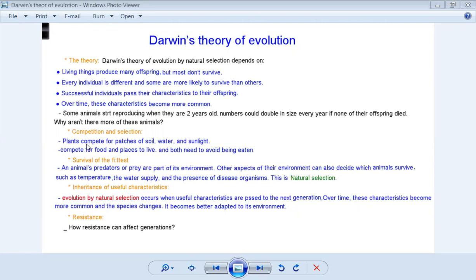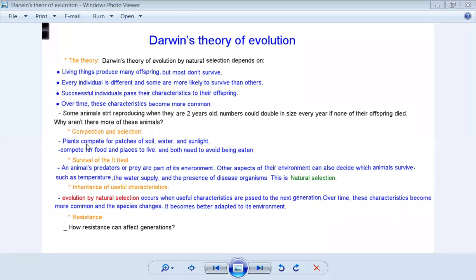Okay, we talked about overpopulation. So why aren't there more of these animals? For example, we have rabbits. Sometimes the female can have up to 40 offspring in a year. So this is too much. So why aren't there more of these animals?